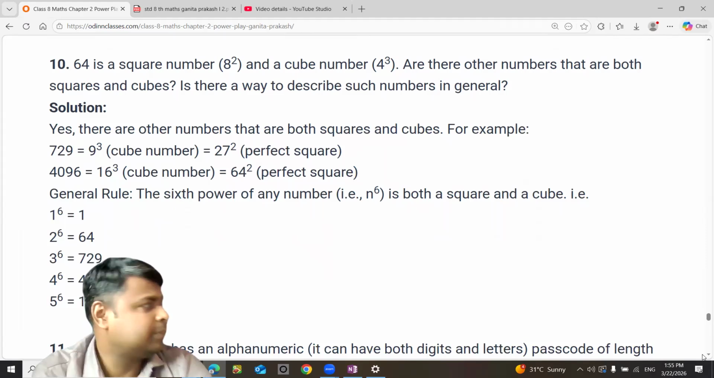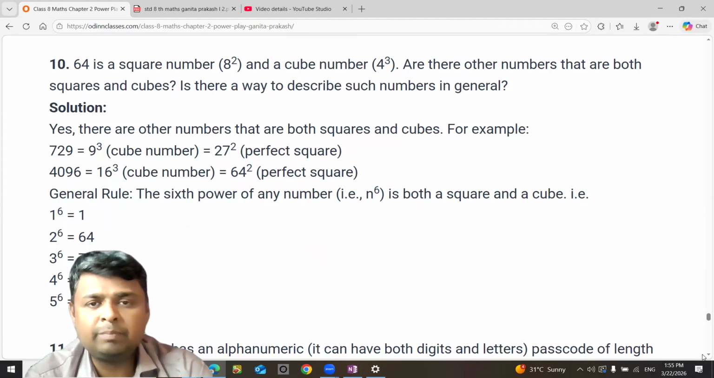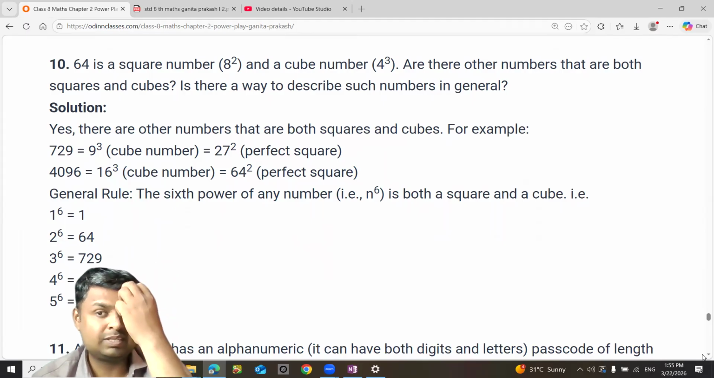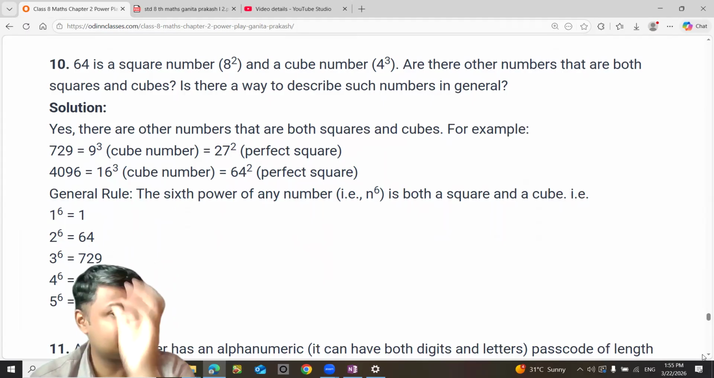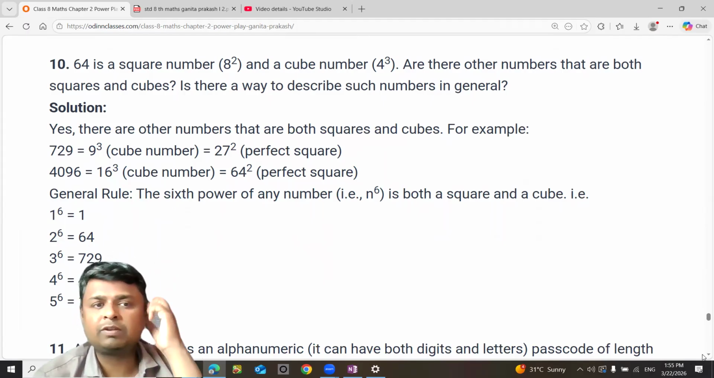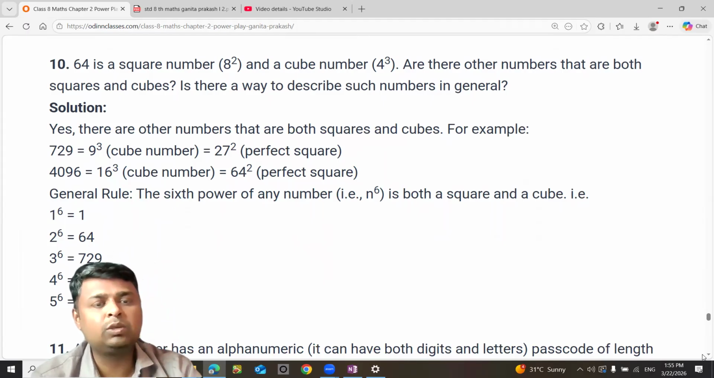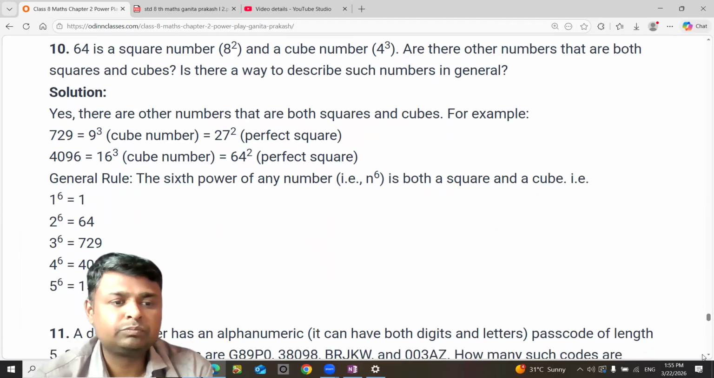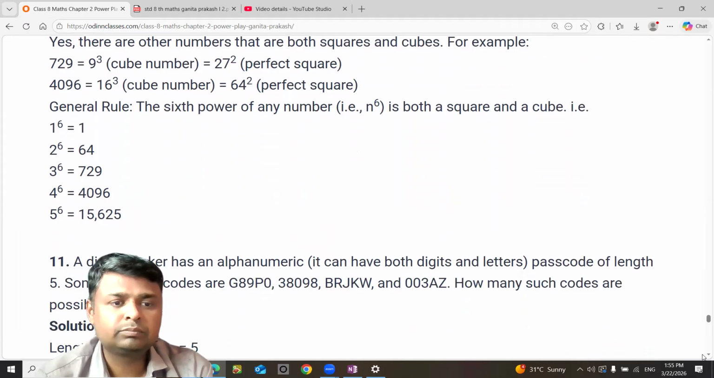64 is a square number, 8 square, and a cube number, 4 cube. So are these numbers both squares and cubes? Is there any way to describe this number in general? Yes, there are other numbers, perfect squares, for example 729, 9 cube. So the general rule is the sixth power of any number is both a square and a cube.